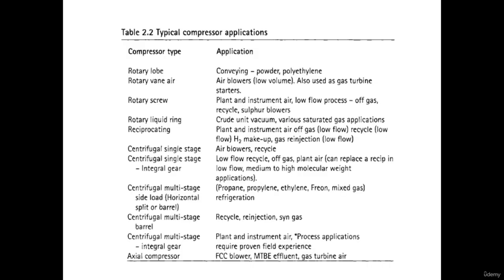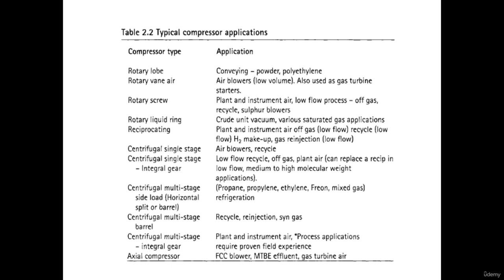So what are the applications? For rotary lobe, it is conveying powder and polyethylene. For rotary vane, it is air blowers, and it is also used as a gas turbine starter. Sometimes a gas turbine needs to be started up to a minimum speed of 40% of operating speed for the compressor to start and combustion to begin. To reach this speed we use a starter. A starter is sometimes electrical, some pneumatic, some hydraulic. If it's pneumatic, we use air.